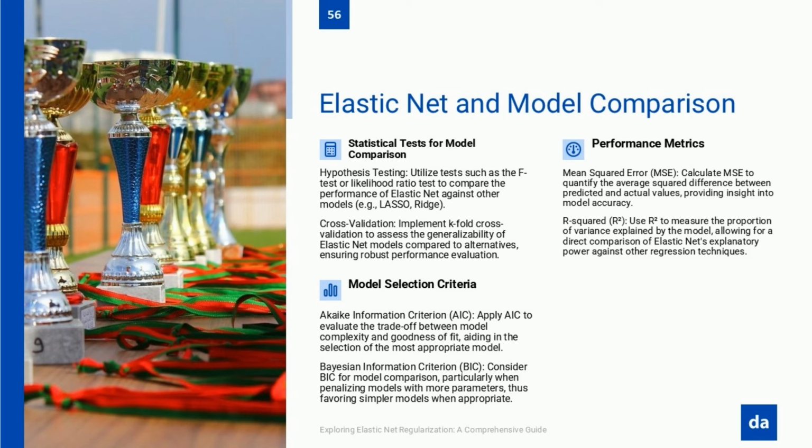One of the closest alternatives is ridge regression. Ridge is great for handling multicollinearity because it shrinks coefficients without setting any to 0. This means ridge keeps all features in the model, making it useful when all predictors contain valuable information. However, unlike Elastic Net, ridge doesn't perform feature selection, which can be a disadvantage when working with high-dimensional datasets where some variables are irrelevant.